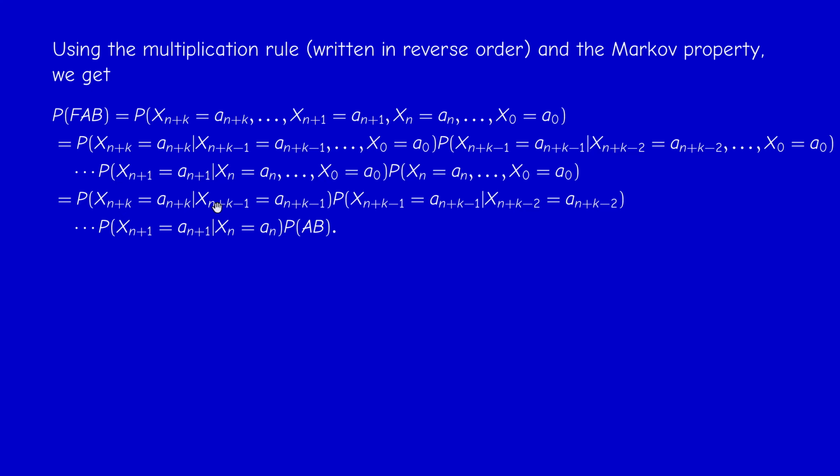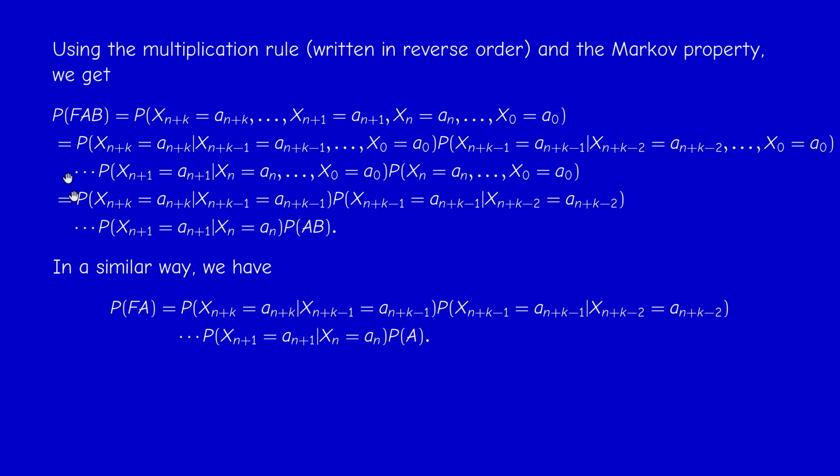Now, in a similar way, if I just compute the probability of the future and the present, same thing. We write the multiplication rule in reverse order. So it's p of xn plus k equal an plus k given the previous event times the previous event given the previous event, and so on, up to the last one, which is actually p of xn equal an. This is just the present. So the same argument works here.